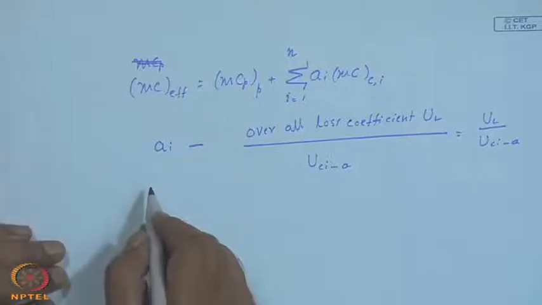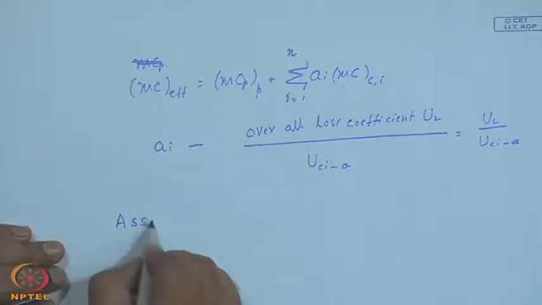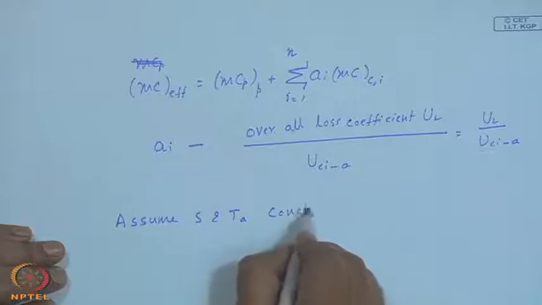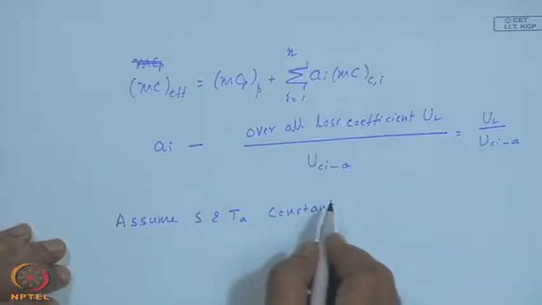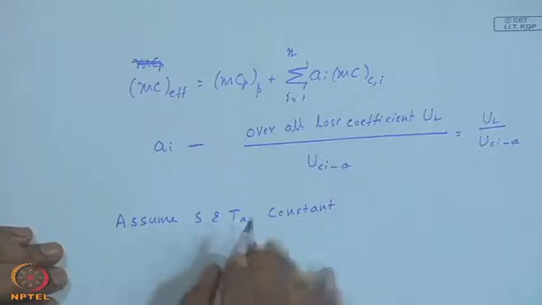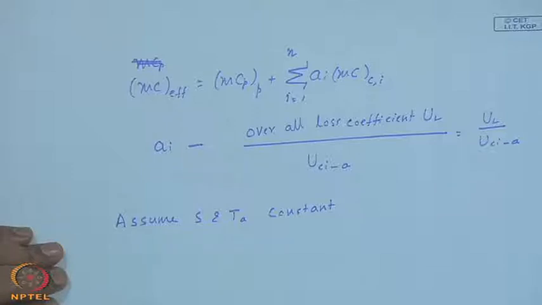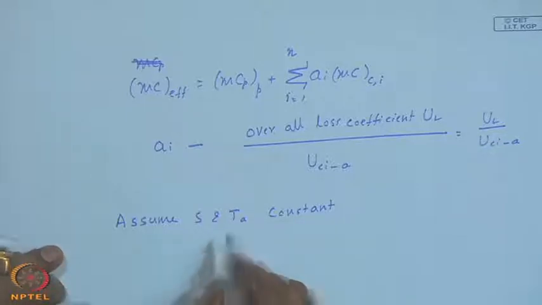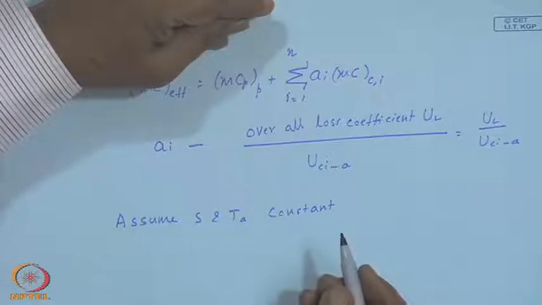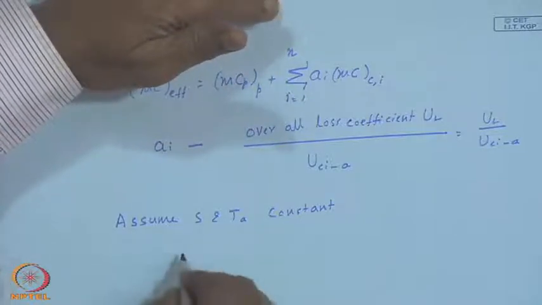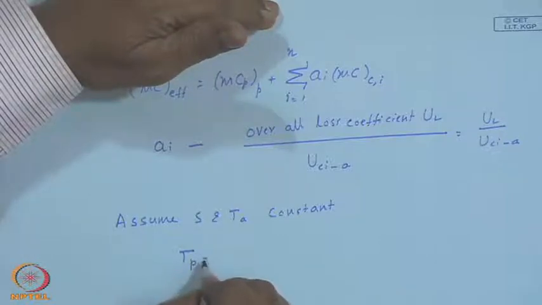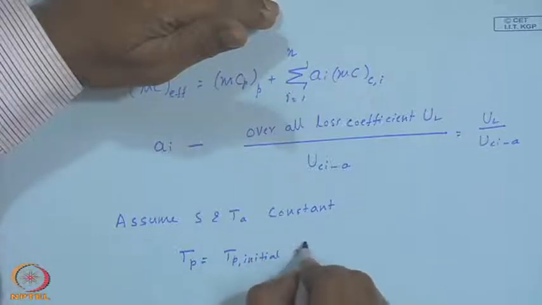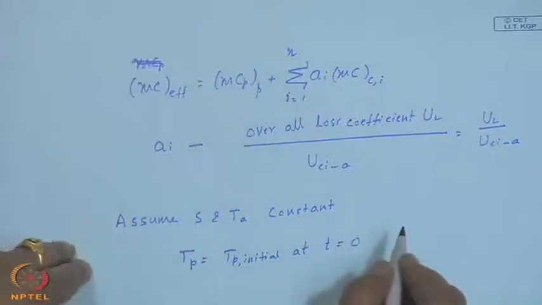Now, the equation is subjected to the assumption that S and Ta are constant. So, it is a kind of quasi unsteady analysis. S and Ta are constant, but because S is falling on the collector, the temperature of the absorber plate and the cover plate will change. It is exactly like a conventional system where you are heating it. And the initial condition will be Tp is Tp initial at time t equal to 0.